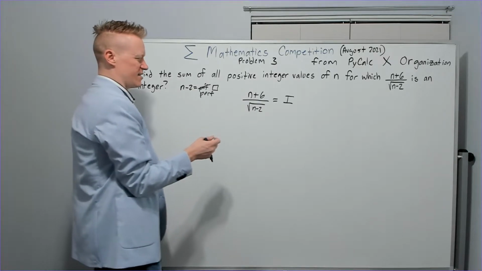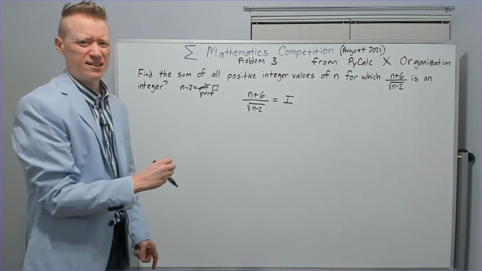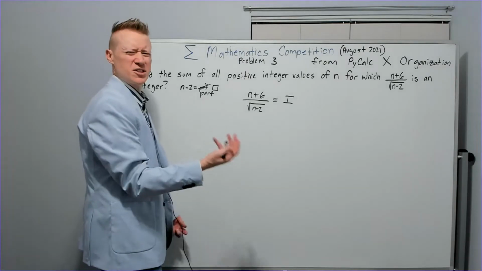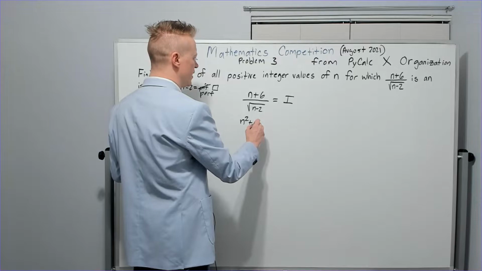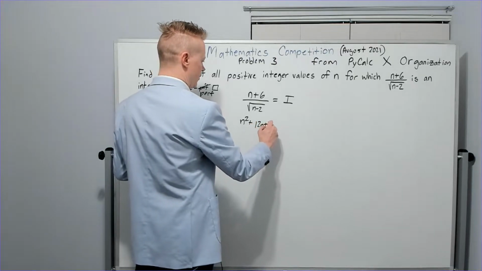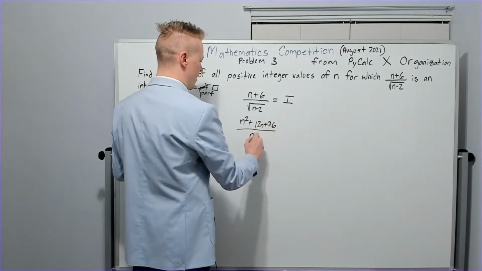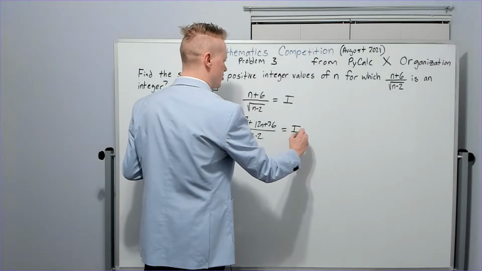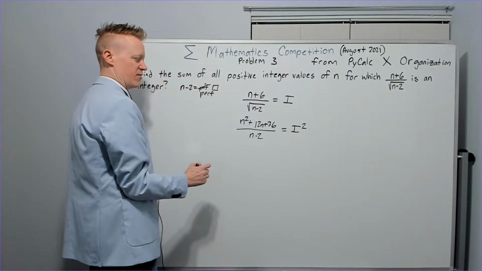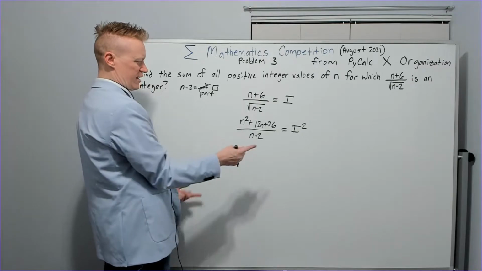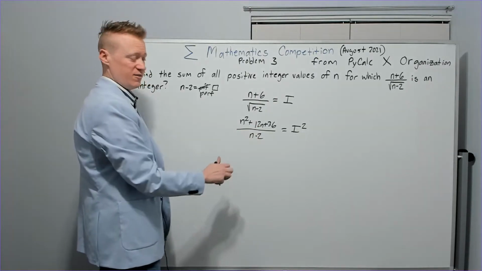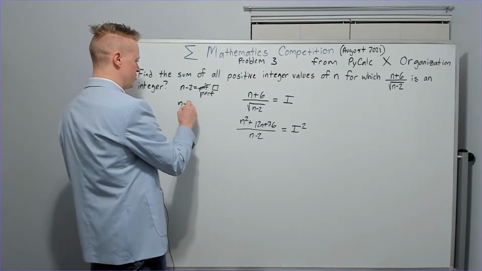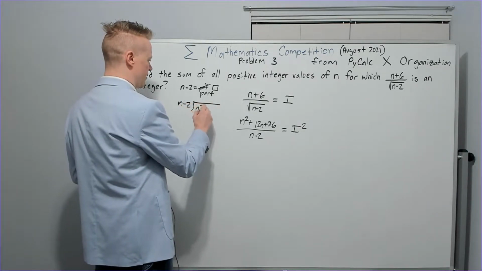Something else to consider is I don't really want the square root. I'd like to get rid of it. So I think what I'm going to do is square both sides. And if I do that, I'm going to generate (n squared plus 12n plus 36) over (n minus 2) has to equal an integer squared, some integer squared. I obviously don't know it divides in, but I could do long division on it. Let's go ahead and do that and see what we generate.